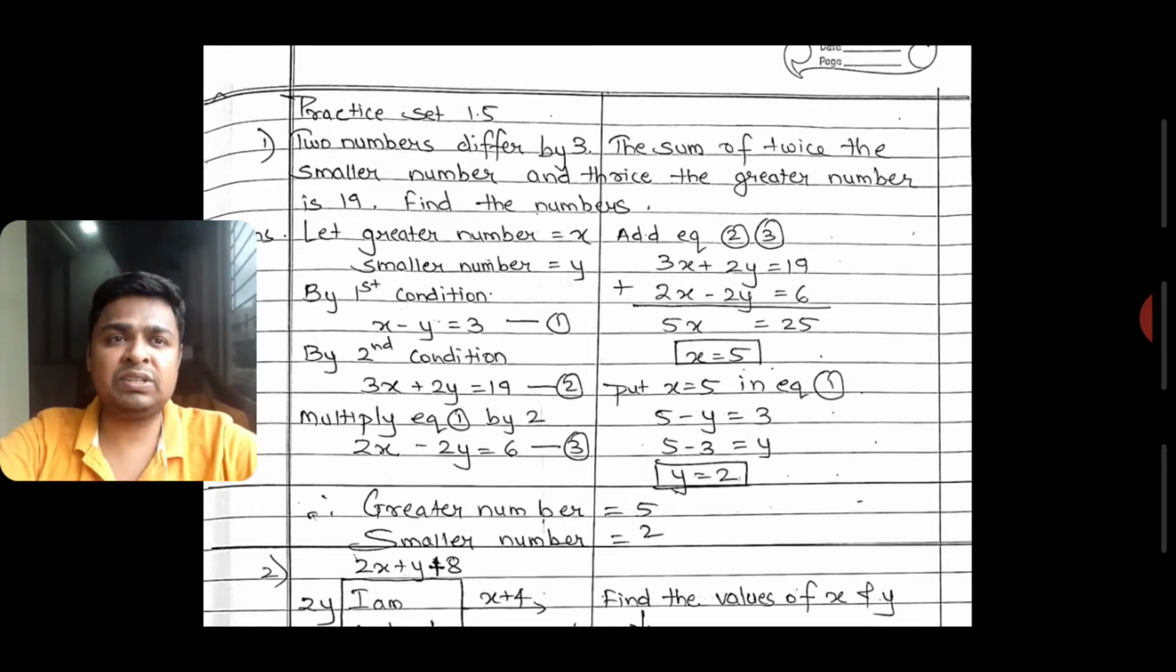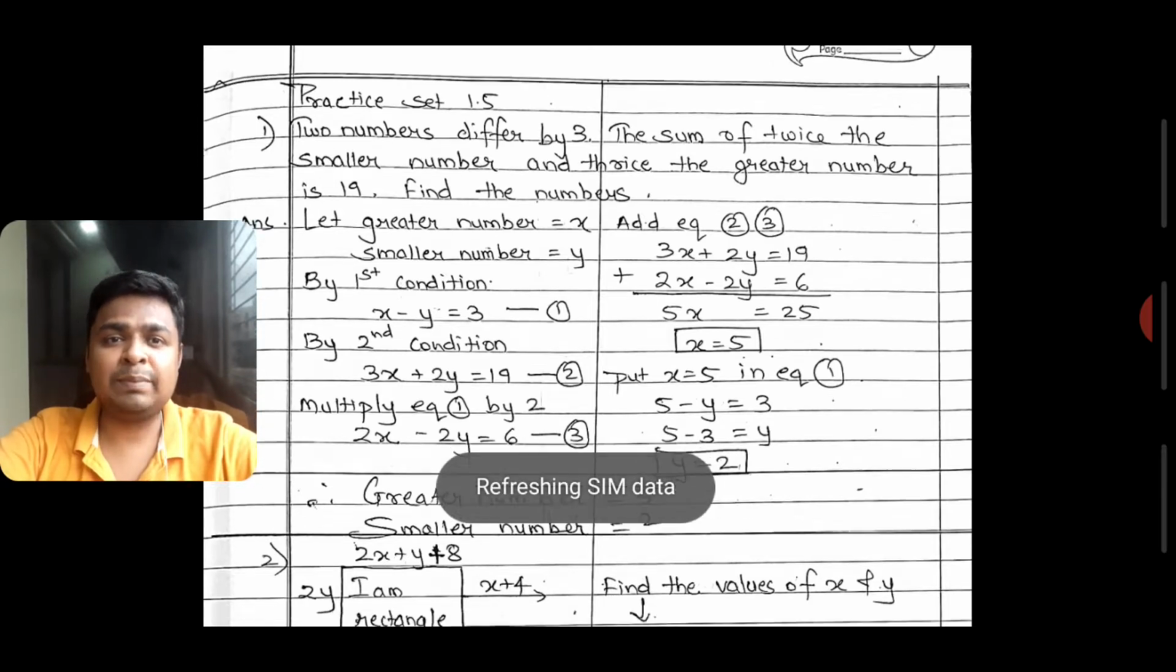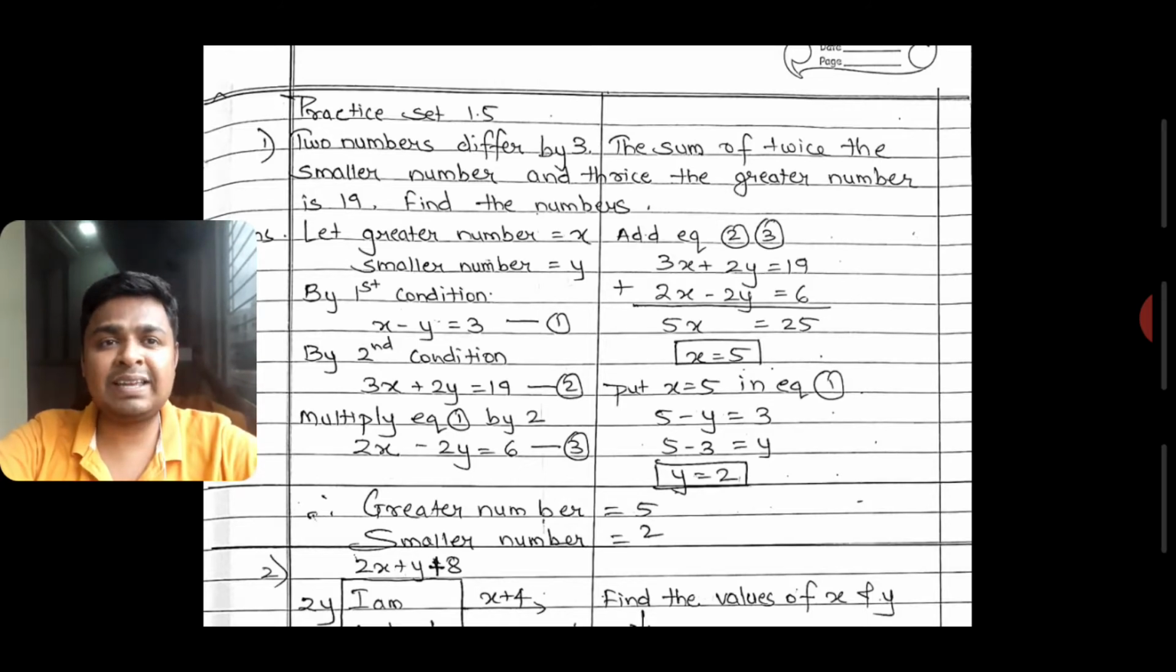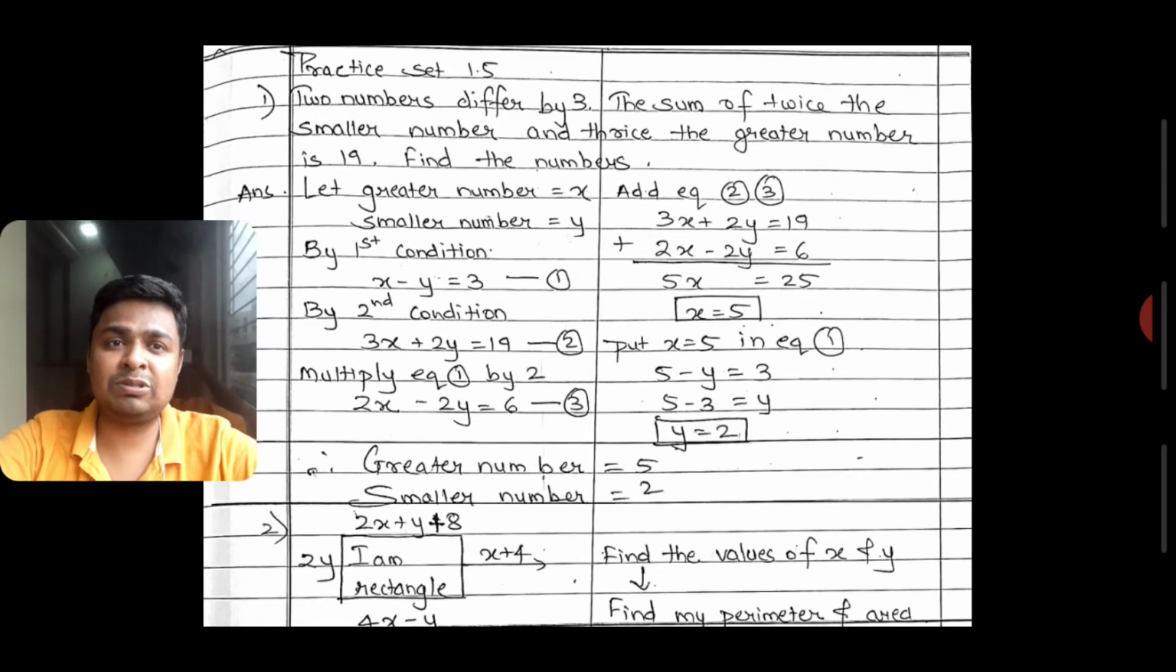By the second condition, we have twice the smaller number, that means 2y, and thrice the greater number, that means 3x, is equal to 19. Okay, we add them because it is the sum of these two numbers. So look at the coefficients of x and y, they are not the same. We could multiply the first equation by 2 and make the coefficient of y the same. So we can see plus and minus sign also there.